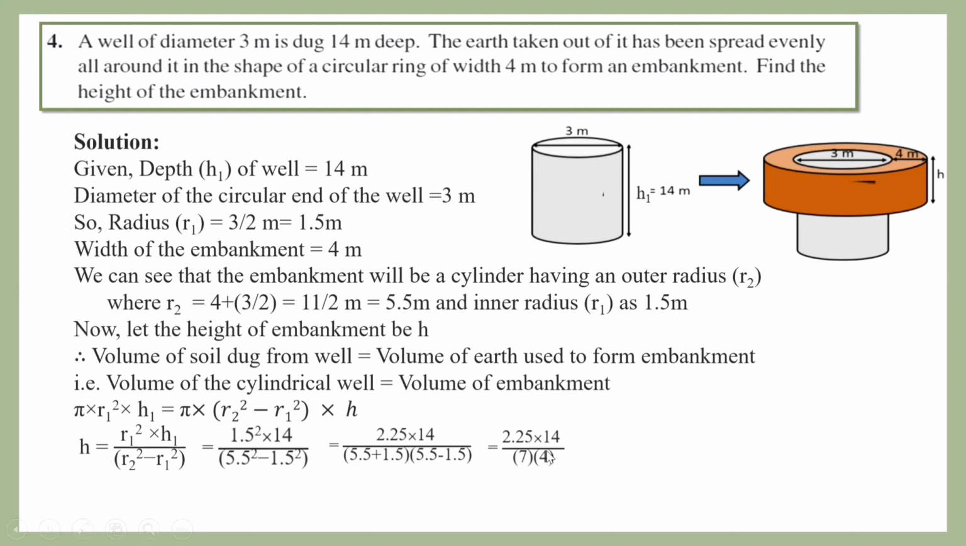7 into 4 is how much? It is 28. So 28 and 14 cancels to give me 2 here. So I'm left with 2.25 divided by 2, which comes out to be 1.125 meters. So I can say that the height of the embankment is 1.125 meters.